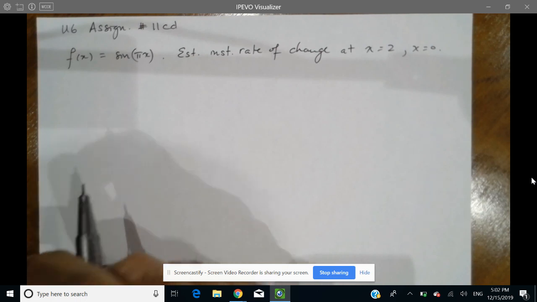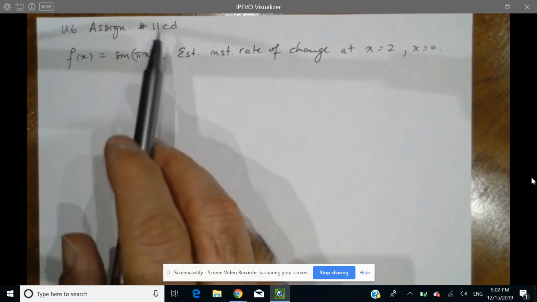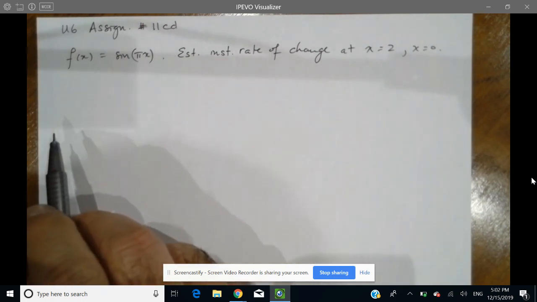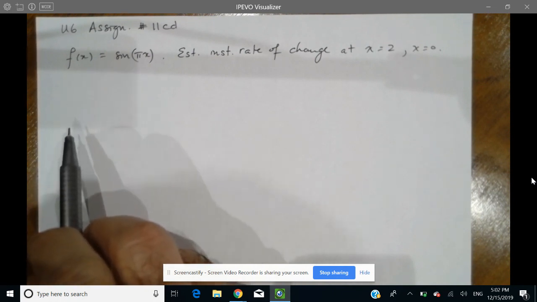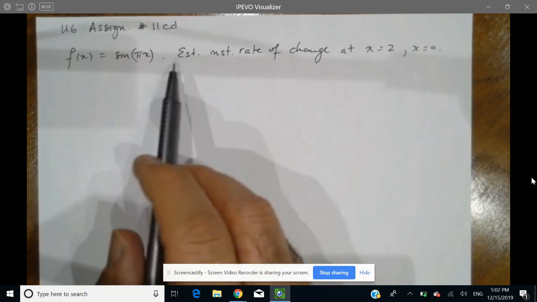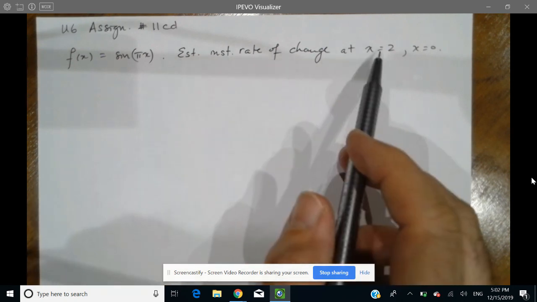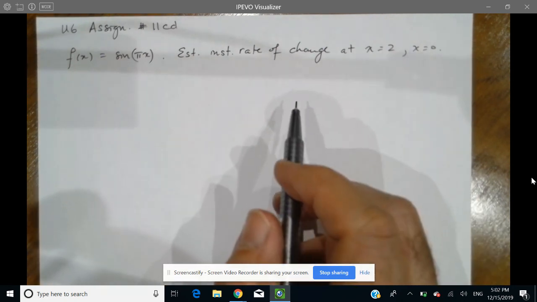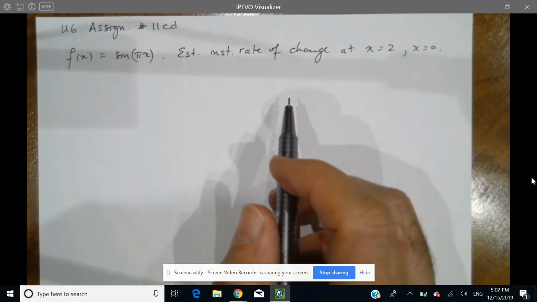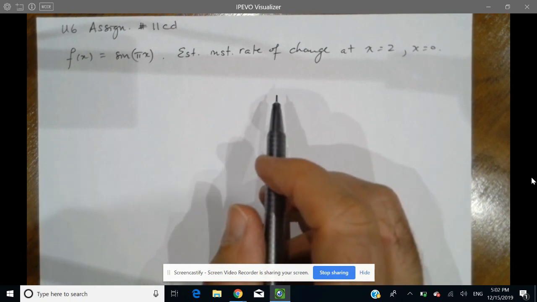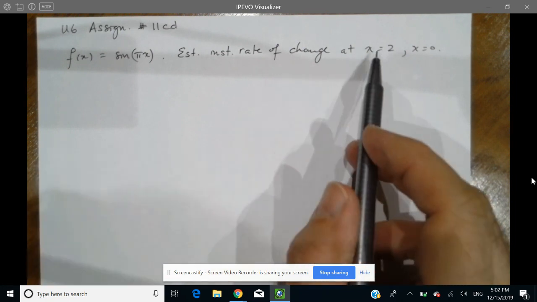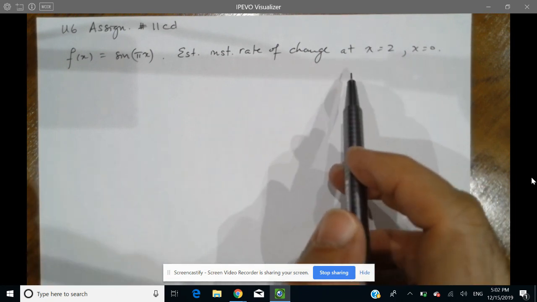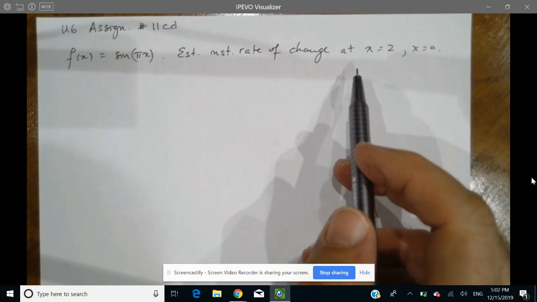Hi, folks. We're going to take a look at number 11, part C and D from the Unit 6 assignment. So they give us function f, which is given as sine of pi x, and they want us to estimate the instantaneous rate of change at x equals 2, and then in D at x equals 0. All right. So I'm going to use our established convention of going 0.01 away from the given x value to estimate an instantaneous rate of change.